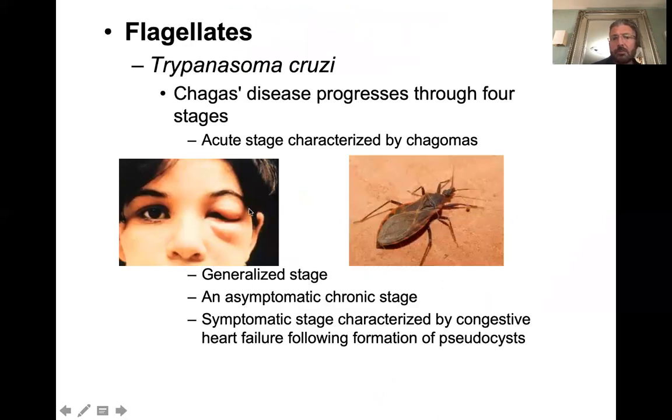So this person's bit on the eye, right? And there's the bug itself, really, really large, much bigger than a mosquito. So you get bit, and then you just think it's swollen from the bite. It's called a chagoma, right? Generalized stage, right? And then you have an asymptomatic primary stage. So this kind of goes away. People don't really think anything of it. And then as the congestion and heart failure start happening, they are able to hopefully trace it back.